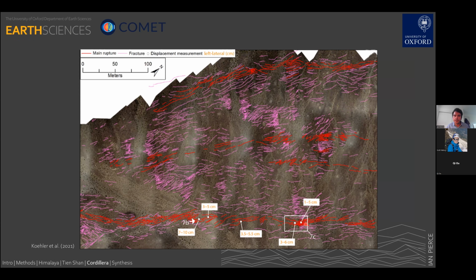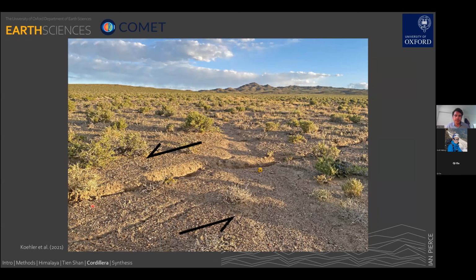Maximum fault displacement occurred on a primary fault core, but deformation was widely distributed and sometimes with a width greater than 1 kilometer. This site shows the maximum displacement during this earthquake with merely about 20 centimeters of left-lateral motion.